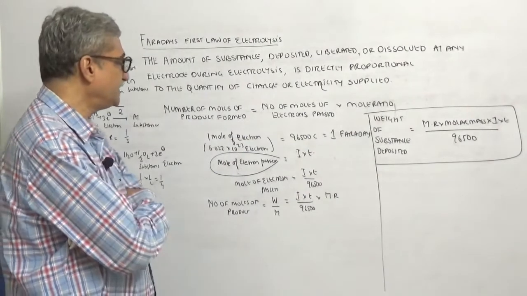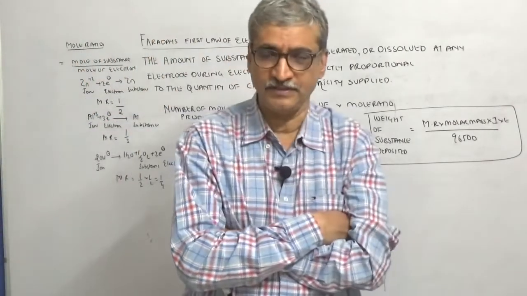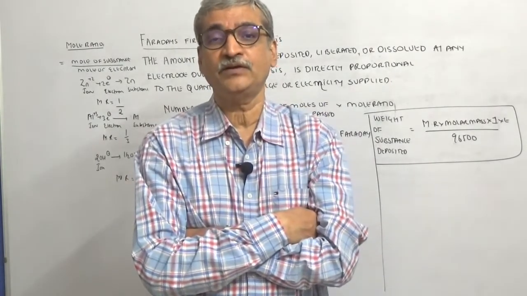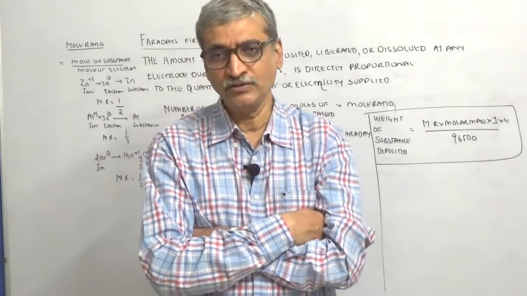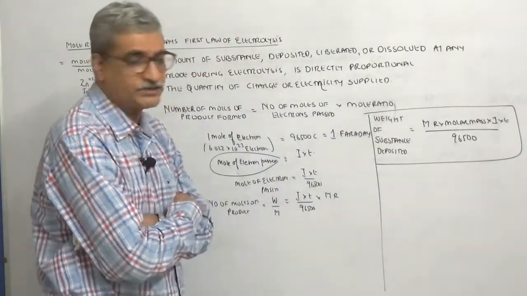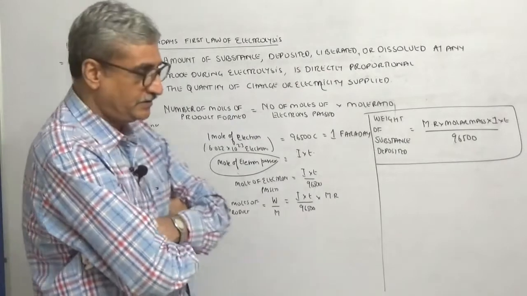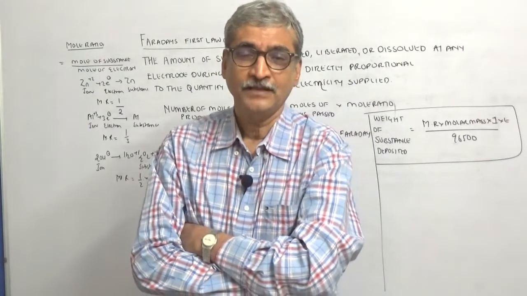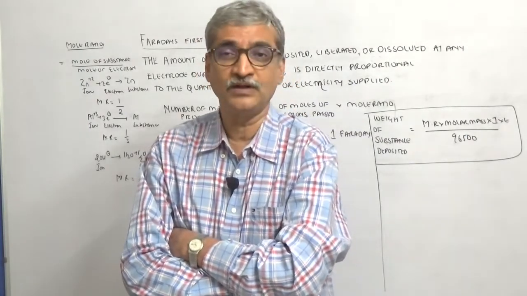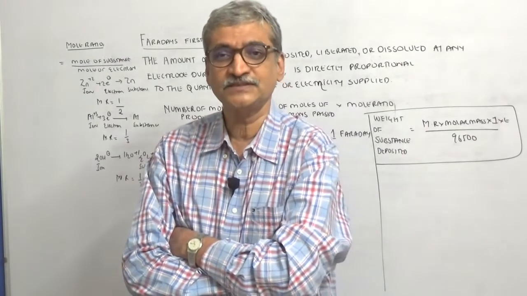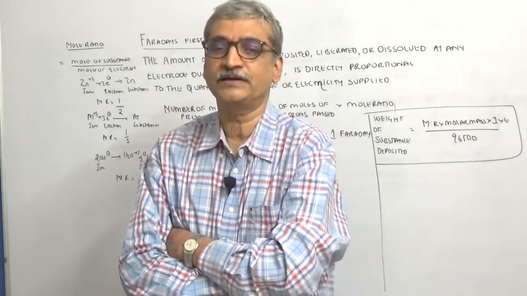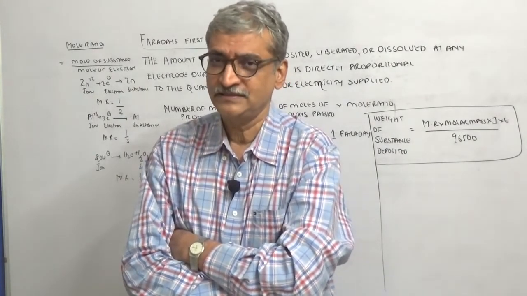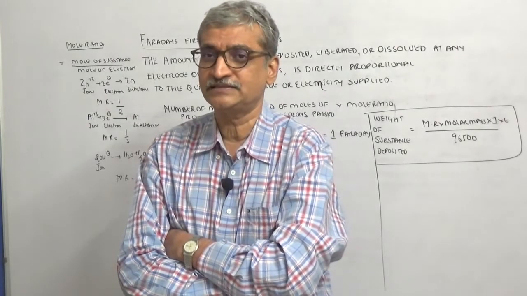We started by saying number of moles of product formed is a function of what? Number of moles of electron into mole ratio. I taught you what mole ratio is: write down the balanced reduction half reaction. Mole ratio is mole of substance upon mole of electron. Is this point clear? And what is number of moles of electrons passed? That is I into T upon 96,500.